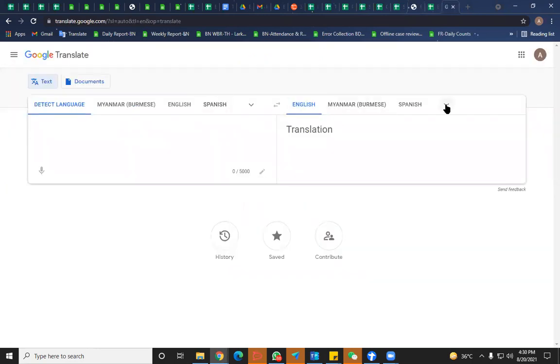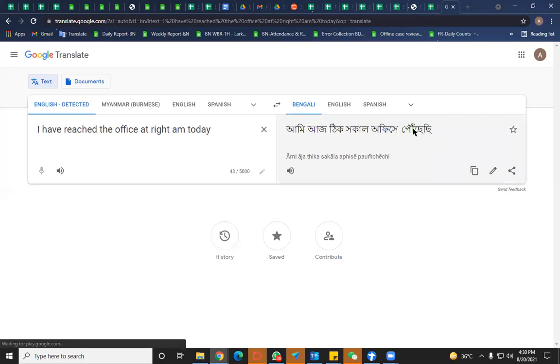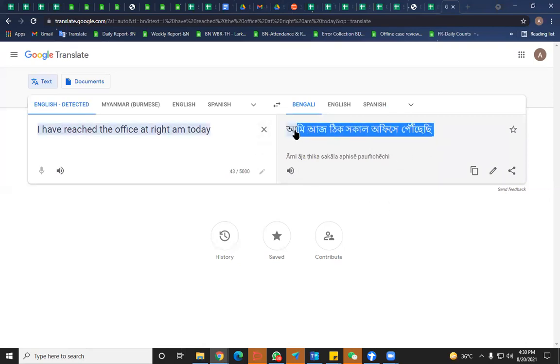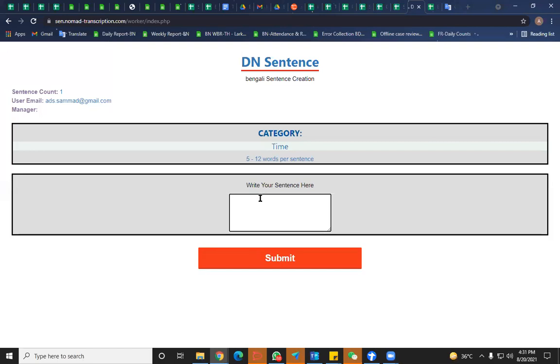So I'm gonna translate it into Bengali just so that you guys can understand. 1, 2, 3, 4, 5, 6. So yeah, this fulfills the requirement. These are 6 words. So yeah, this way, just your email ID is there, the number of sentences you make is there. Follow the category. If the category is time, mention a specific time. Like I said, I reached the office at 8 a.m. today. Click on submit.